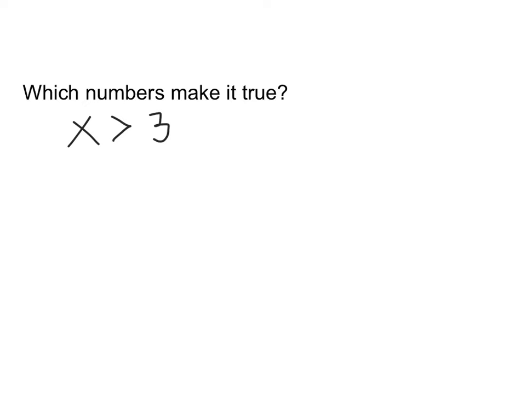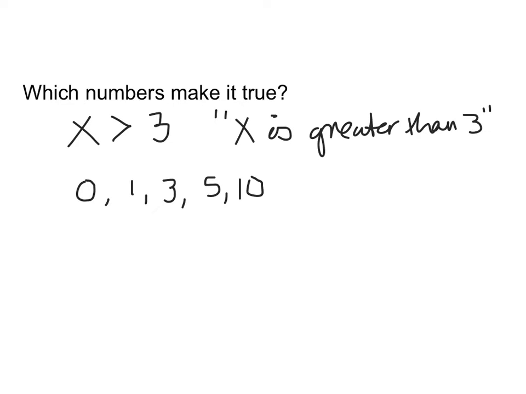And let's go ahead and write down in words what that means, because sometimes it can be easy to get them mixed up. Even if you know what the symbol means, just knowing the order. So how to say that in words, you would say x is greater than 3. Okay. And now the question is, which numbers make that true? I'll give us some choices. So let's pick 0, 1, 3, 5, and 10. Do any of those numbers make the inequality true?